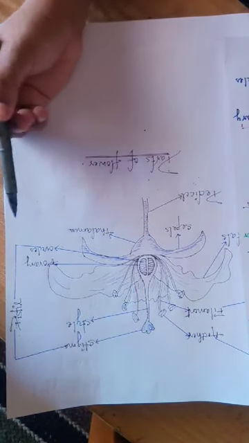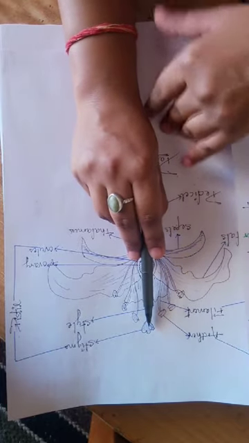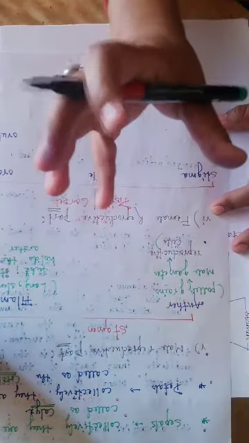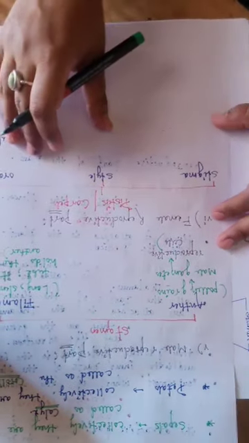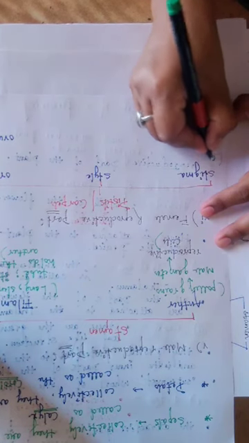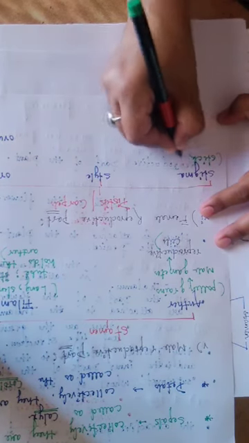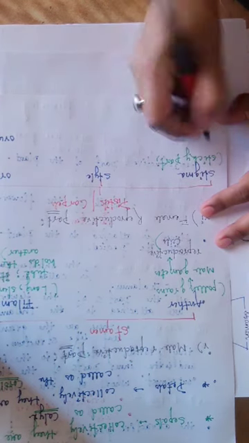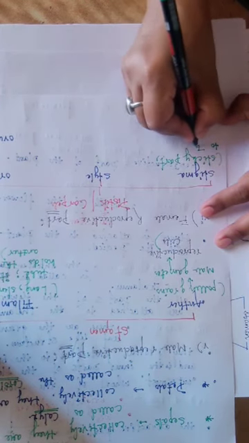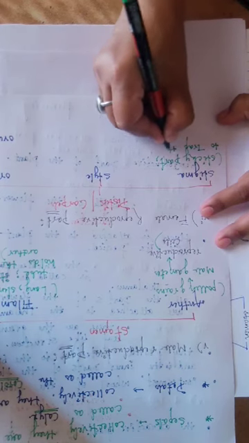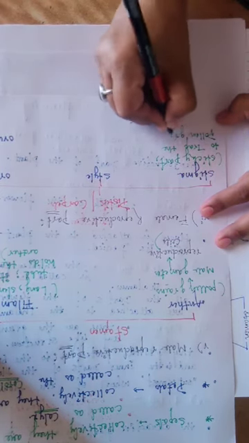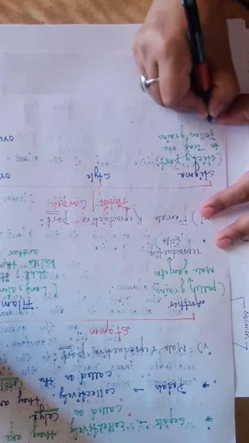So stigma, here you go, it is the stigma. And this stigma is very sticky, just to trap the pollen grains during the pollination. It is the sticky part. Why? To trap the pollen grains during the pollination.